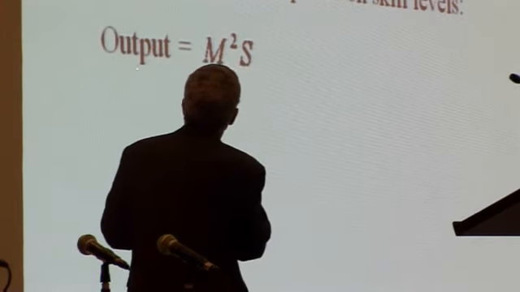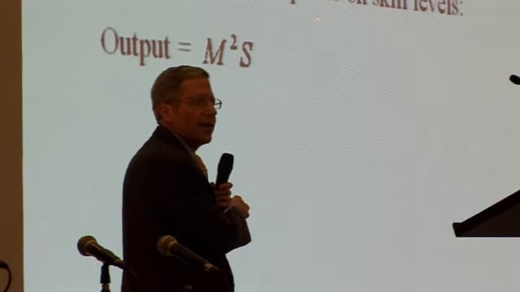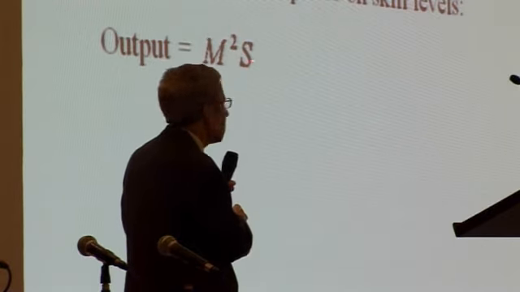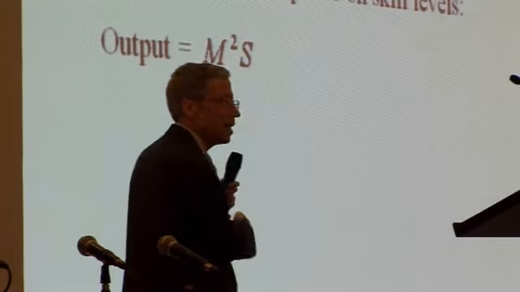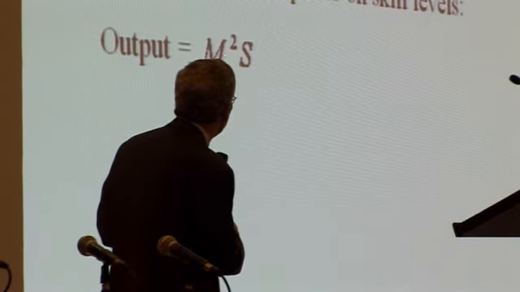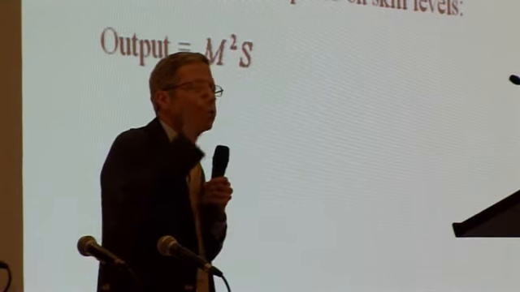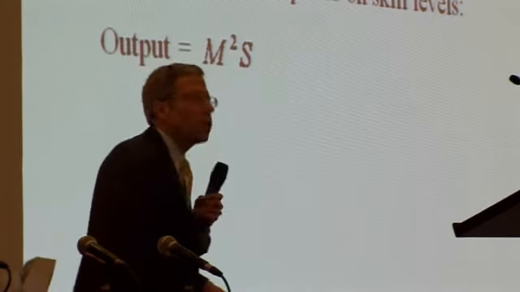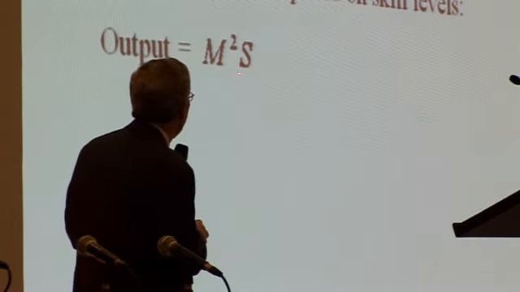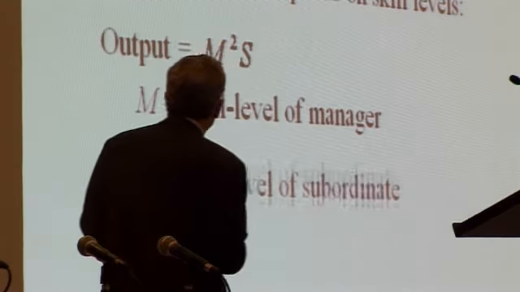What this is saying is that output is more sensitive to the skill of the person in the managerial position than the skill of the person in a subordinate position. So M is the skill level of the managerial person, S is the skill level of the subordinate person, and output is M squared times S, which means that as we vary the managerial skill, we're going to have a very large variation in output, not as big a variation in output as we vary the subordinate skill.